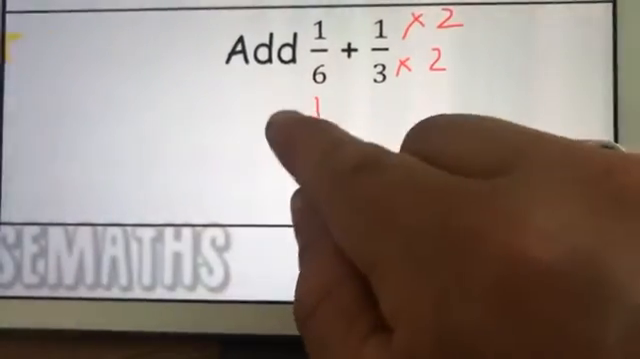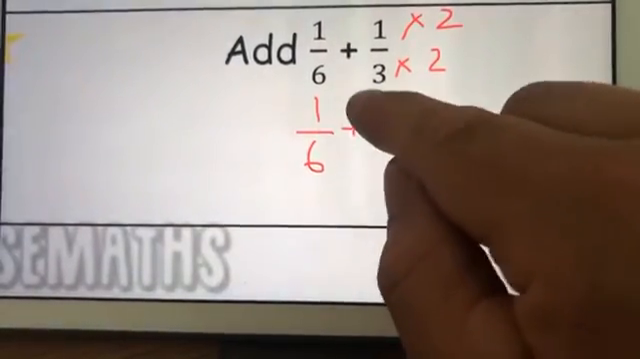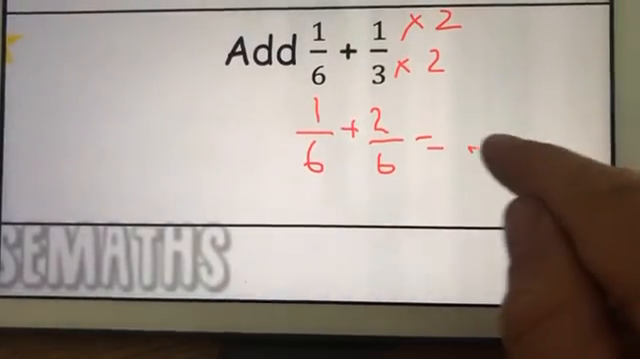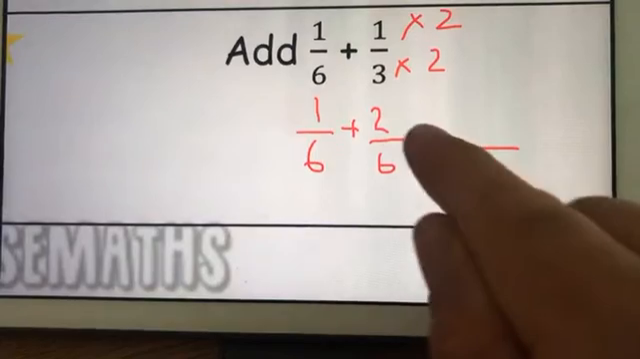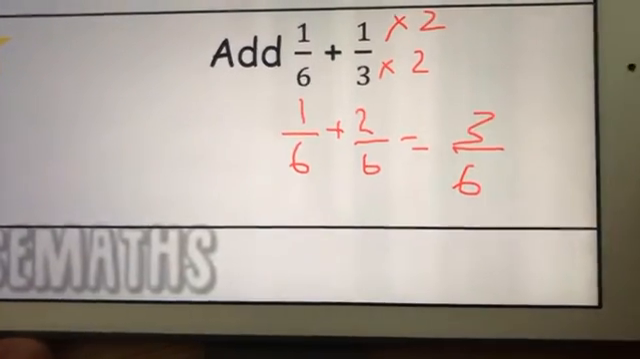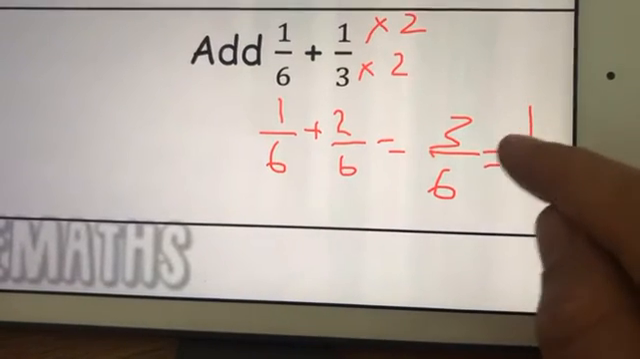the left-hand one stays as 1 over 6. The right-hand one, if I double both, gives me 2 over 6. Once they're there, we can add those together. The denominators are both 6, so they stay the same. Add the top: 1 plus 2 is 3. So my answer is 3 over 6, or if you want to, you can simplify that to a half.